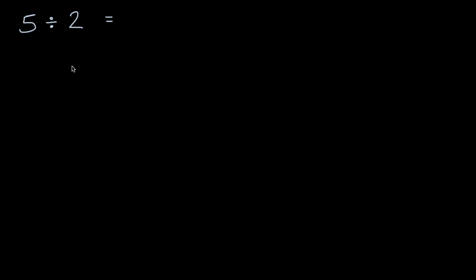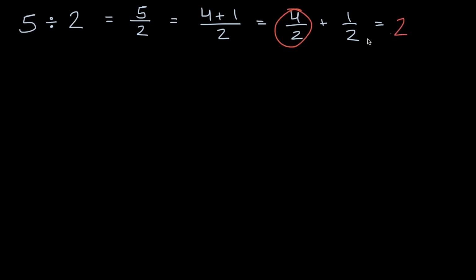And there's many ways that we can approach this. One way is to realize that 5 divided by 2, we can re-express as 5 over 2, or as 5 halves. And 5 halves is the same thing as 4 plus 1 over 2, which is the same thing as 4 halves plus 1 half. 4 halves is 2. Let me do that in a different color. This part over here is 2, and then you have this 1 half. So it's the same thing as 2 and a half.